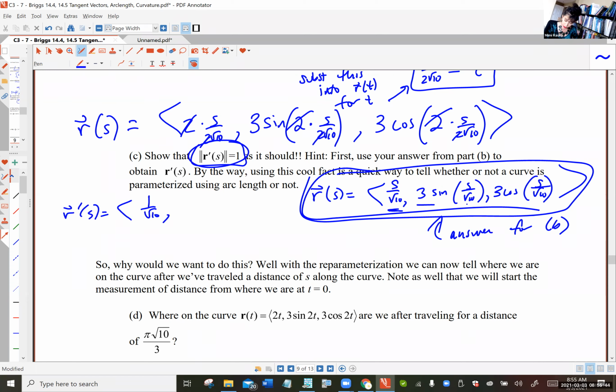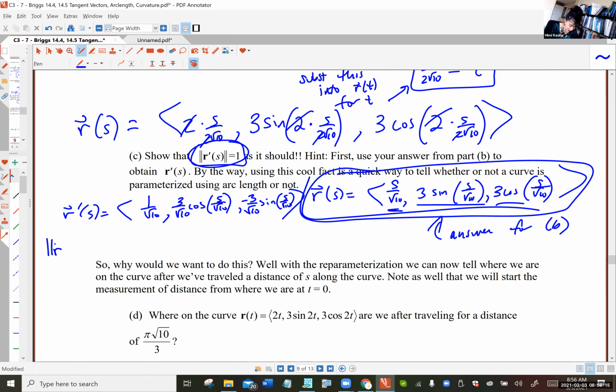Then when we differentiate the sine component, for the middle component, using the chain rule, I'm going to have 3 over square root of 10 cos s over square root of 10. Okay, lovely. And then the last component, we're differentiating cos. You know that's going to be a negative sign, so I'll have negative 3 over square root of 10 times sine s over square root of 10, like so. Okay, now what? Now go get speed.